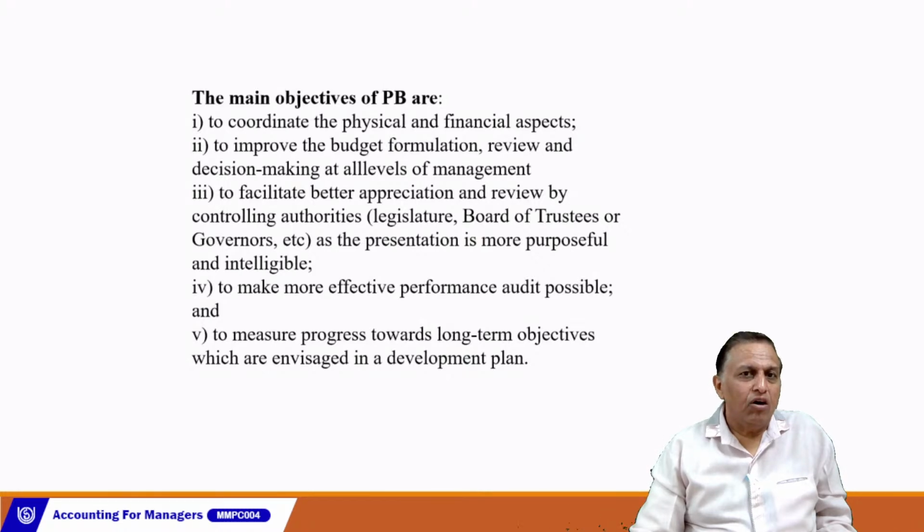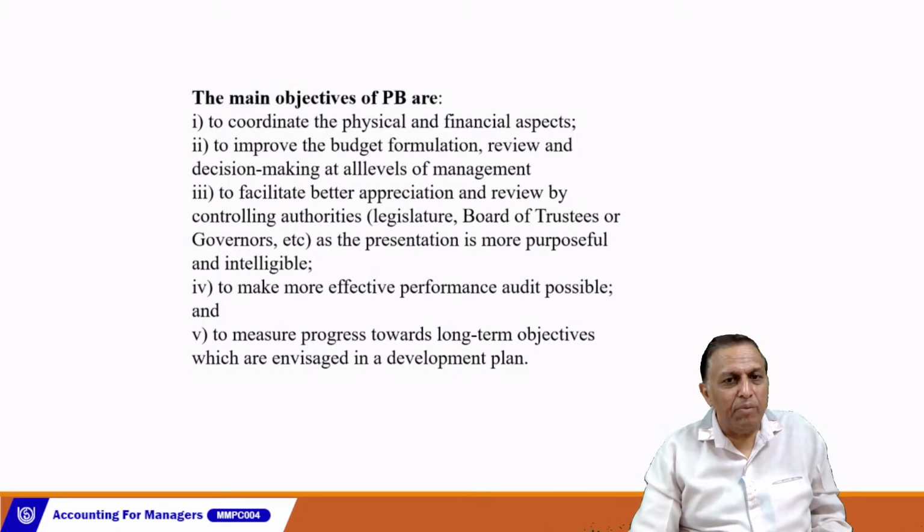The main objectives of performance budget are to coordinate the physical and financial aspects, to improve budget formulation, review, and decision making at all levels of management, to facilitate better appreciation and review by controlling authorities, legislature, board of trustees, or governors, as the presentation is more purposeful and intelligible, to make more effective performance audit possible, and to measure progress towards long-term objectives which are envisaged in a development program.